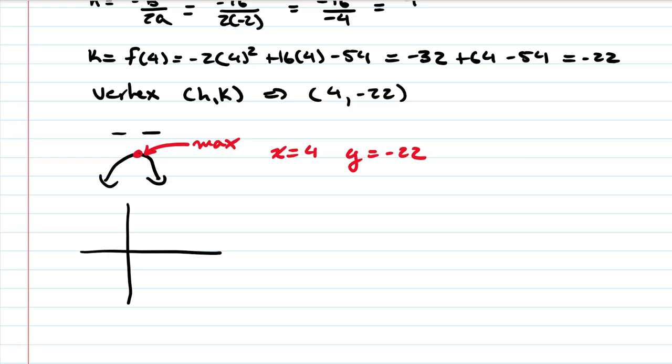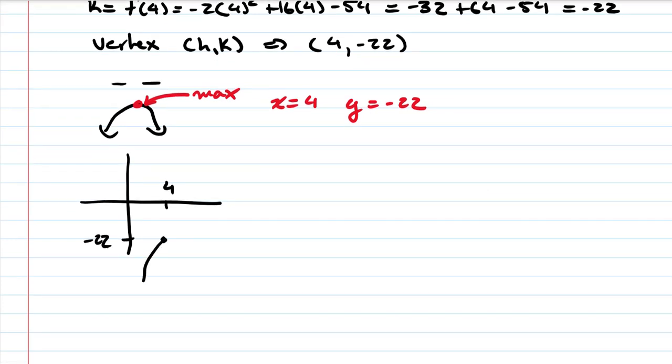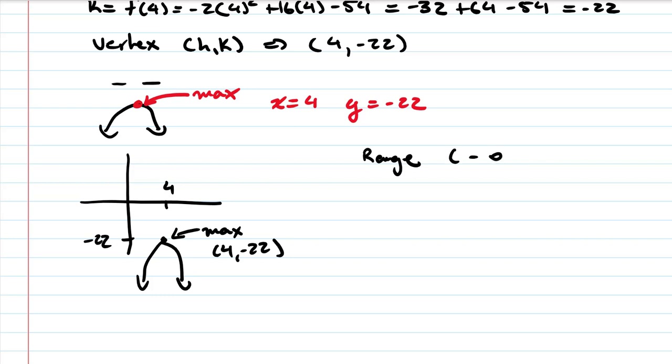To help me visualize this, I'm going to just do a quick sketch of what my graph looks like. And it doesn't have to be super accurate. So here's 4. Down here at negative 22, I have my max value, so I know my parabola opens down. And that was at 4, negative 22. So we want to find the range. Well, our range is from the smallest y to the largest y. So it goes from negative infinity, and our largest y is right here at negative 22 included.